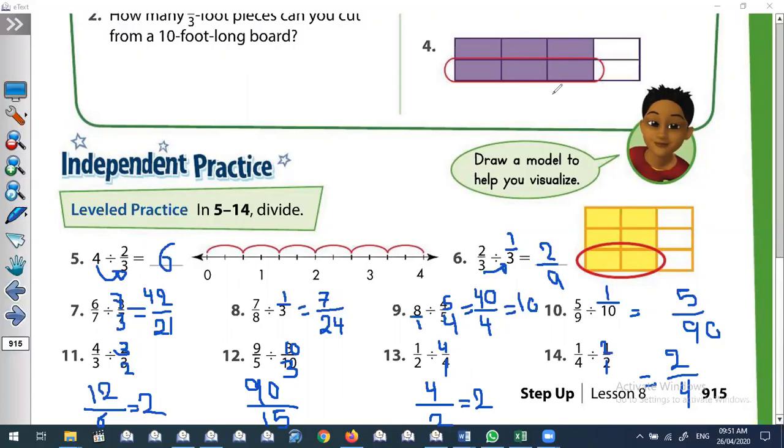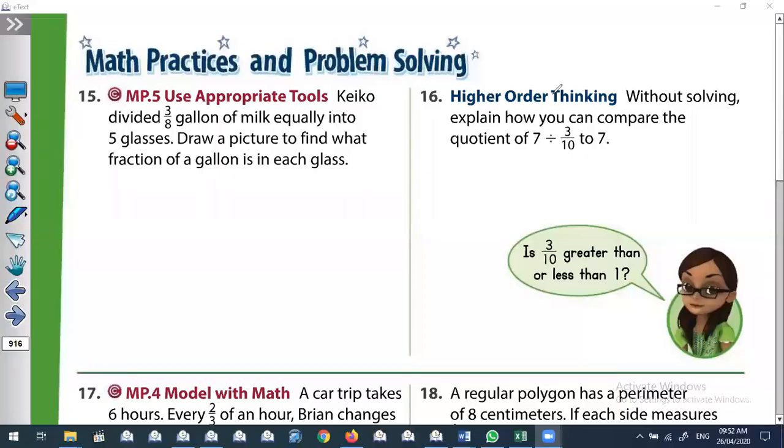Let's move to another exercise. Here, Keiko divided 3 over 8 gallons of milk equally into 5 glasses. So it will be like that. 3 over 8 divided by 5.